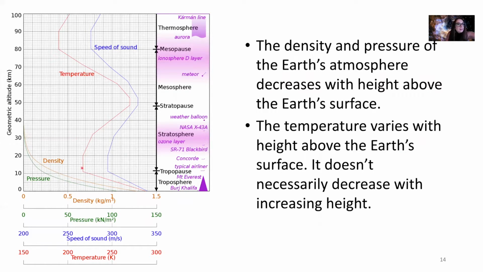But here we have the temperature. And you see that the temperature doesn't necessarily constantly decrease as we go up to higher distances above the Earth's surface.